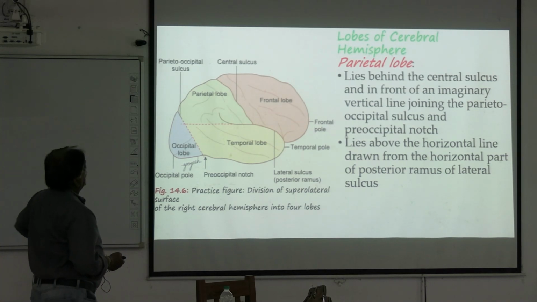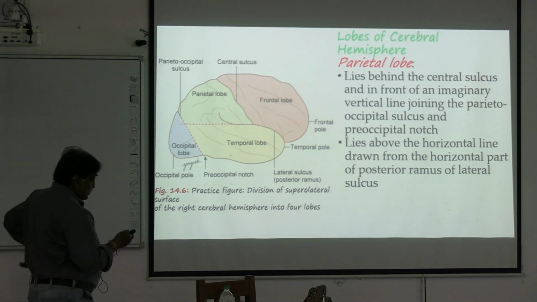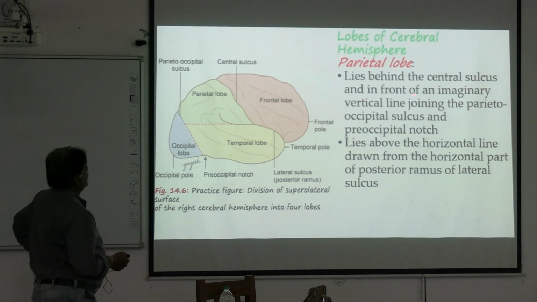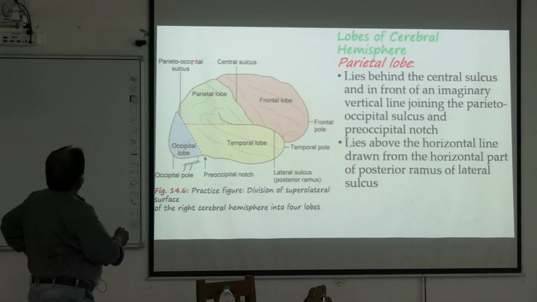Now, lobes of the cerebral hemisphere, the parietal lobe. The parietal lobe lies behind the central sulcus and in front of an imaginary vertical line joining the parieto-occipital sulcus and the pre-occipital notch. This is the pre-occipital notch, this is the occipital pole, the lateral sulcus, this is the temporal lobe, frontal lobe, central sulcus, and parieto-occipital sulcus.